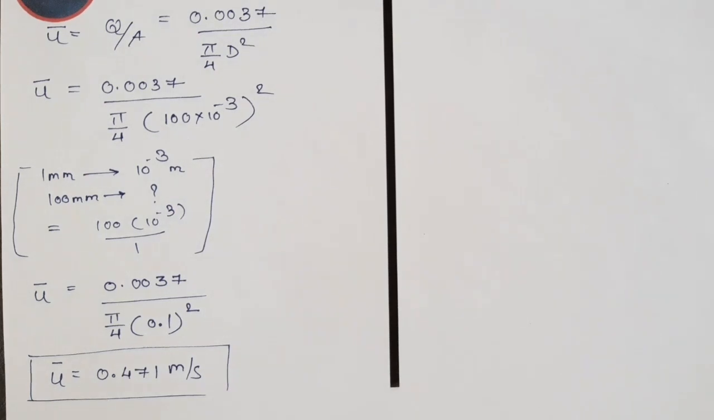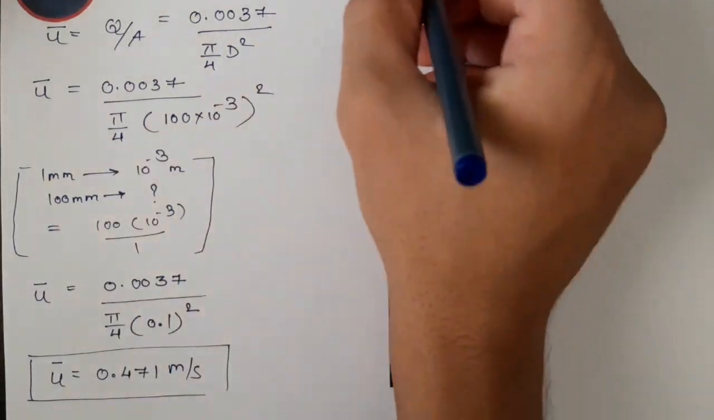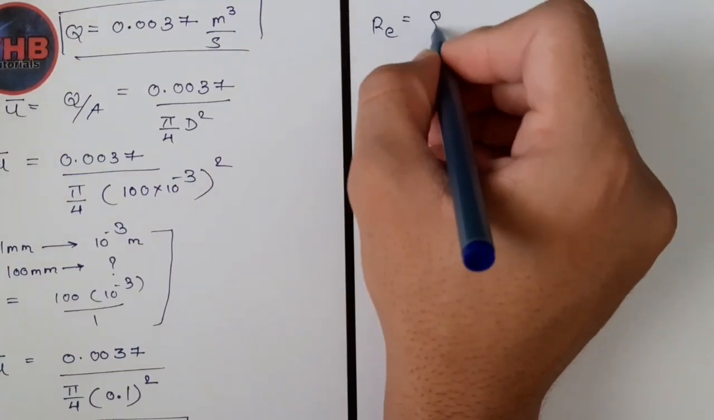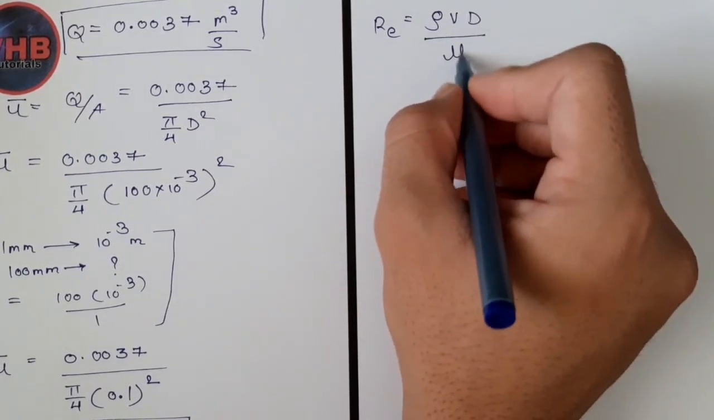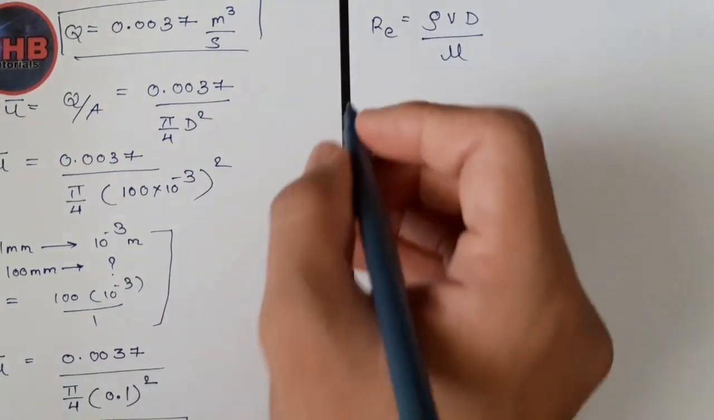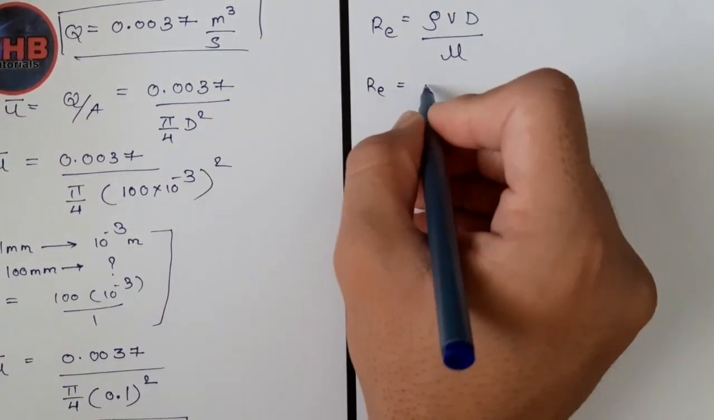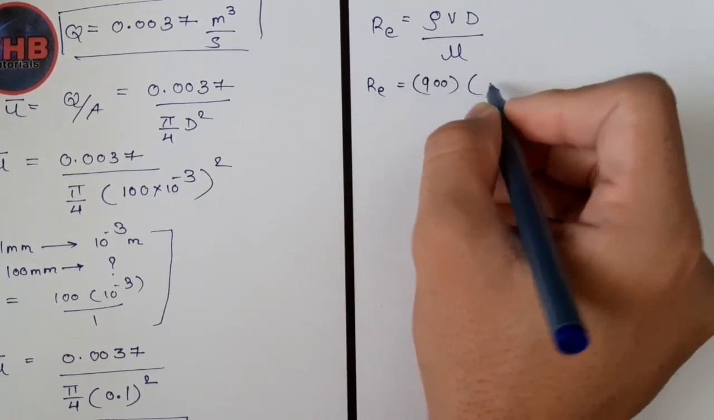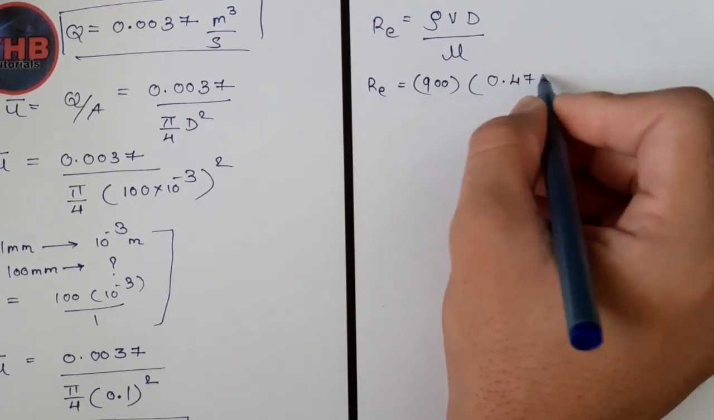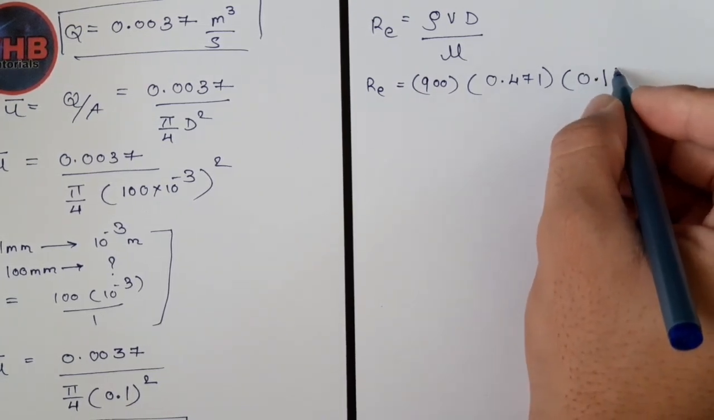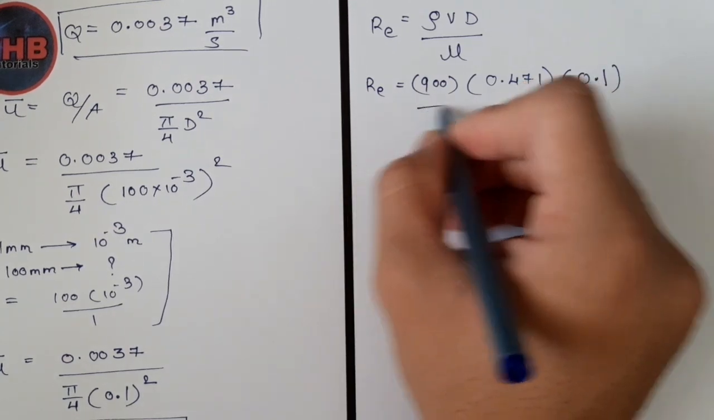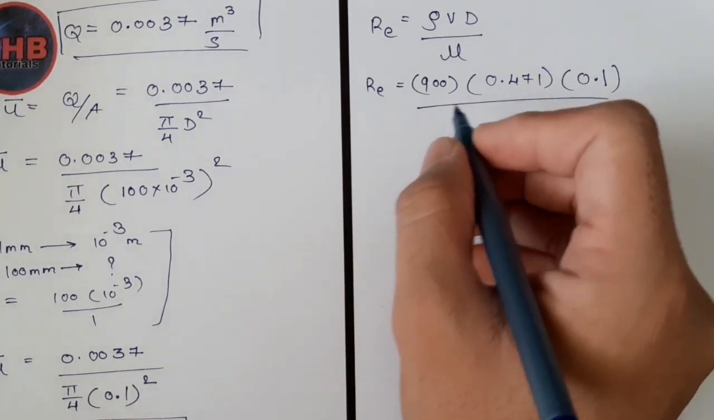Now first we will check whether the flow is laminar or turbulent. For this we have to find the Reynolds number. The Reynolds number for the pipe is given by Re equals rho V d upon mu. So Re equals, what is rho? That is 900. What is velocity? It will be 0.471. What is diameter? Diameter of the pipe equals 0.1 meter divided by mu. What is the dynamic viscosity?